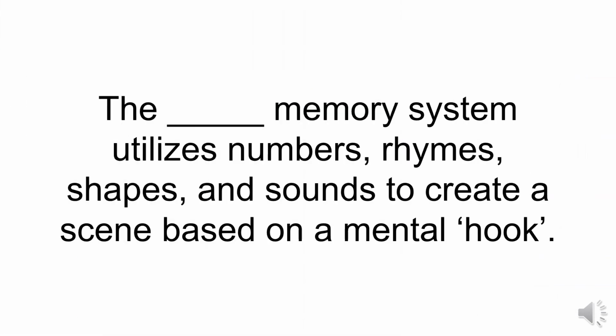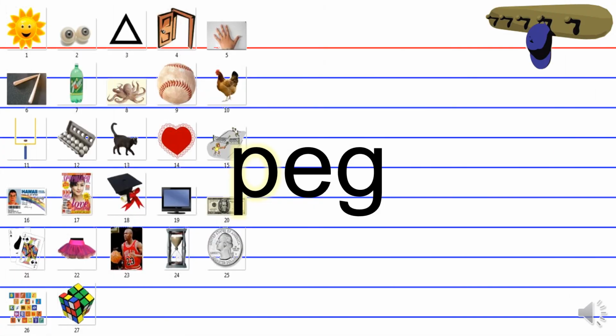The blank memory system utilizes numbers, rhymes, shapes, and sounds to create a scene based on a mental hook. So what memory system is this? And some of you might have already encountered this even if you don't know the name. All right, that's the peg memory system.